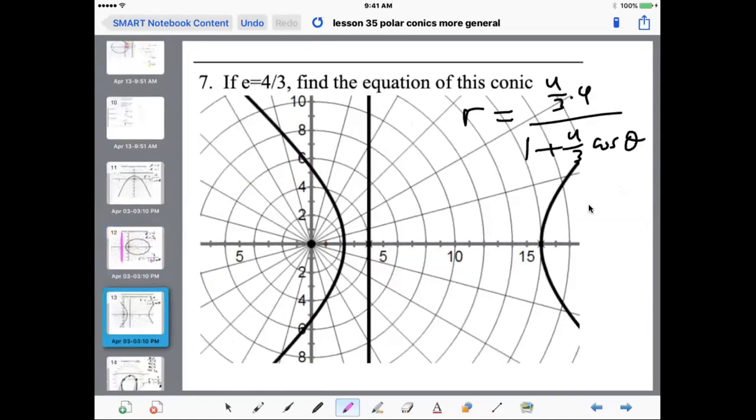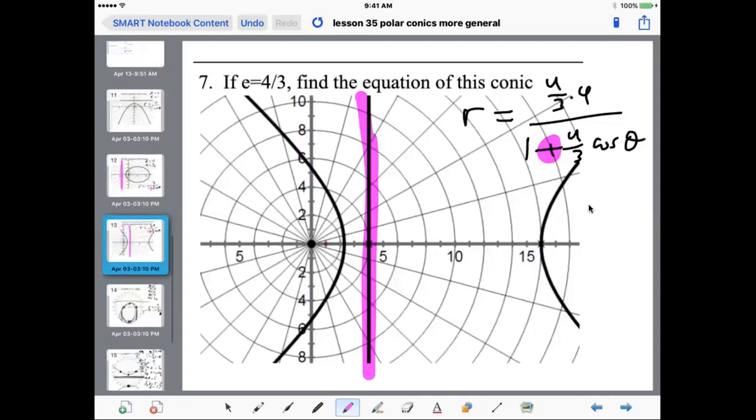For this one, it's left-right, but the directrix is x equals plus, so there should be a plus here. ED over 1 plus cosine theta.